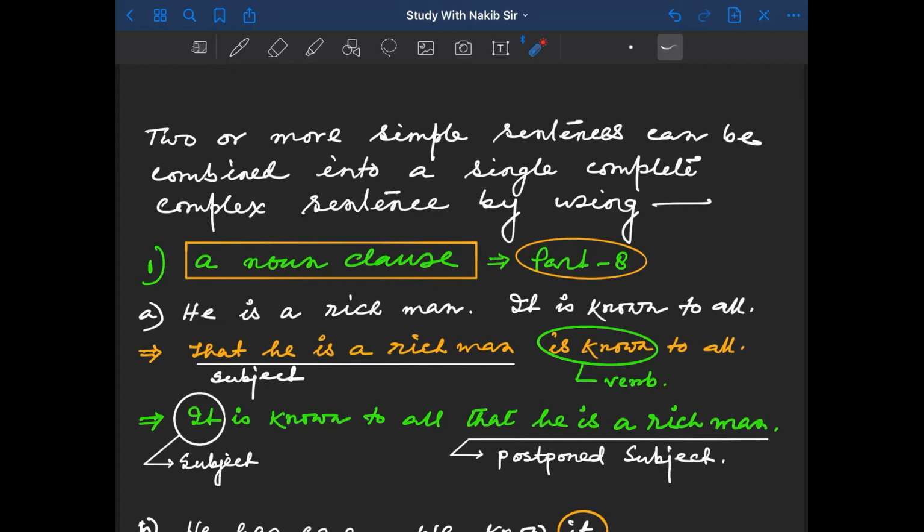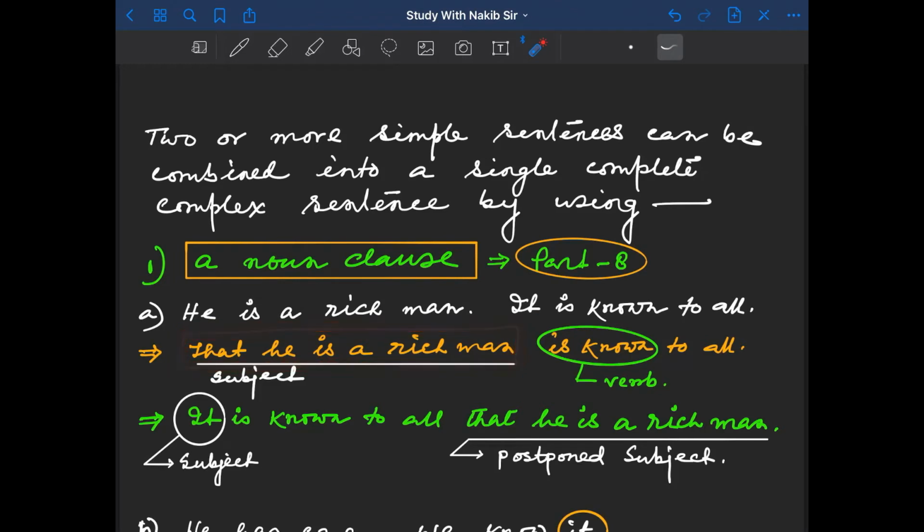Okay, the example number here, A. He is a rich man. It is known to all. See, it is known is the verb, and here it is the subject. What is it? It is actually the idea of the first sentence. So in place of it, we'll use the first sentence with the addition of a conjunction that. See, that he is a rich man. This is the place of it.